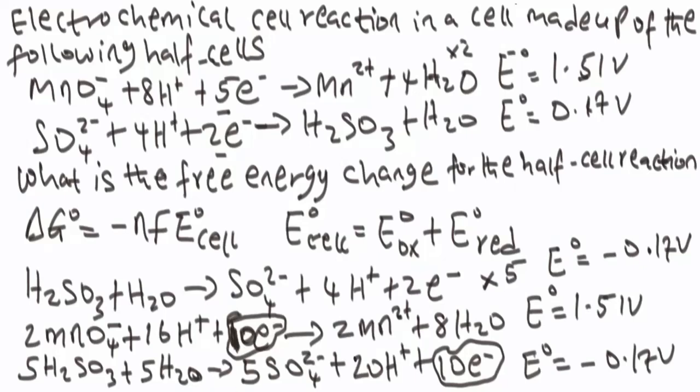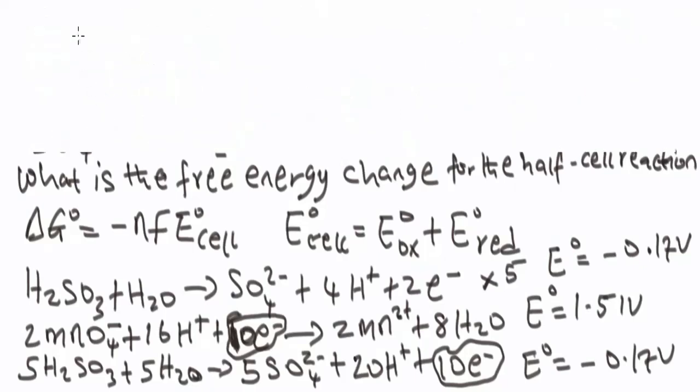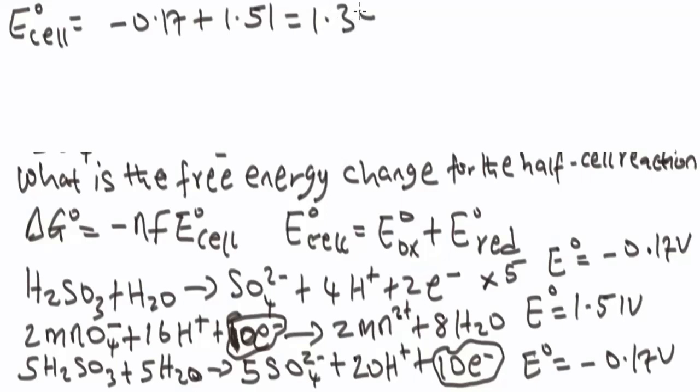let me wipe it up so that we have space to complete this solution. Okay, now we can find the cell potential. It will be the oxidation half potential, which is minus 0.17, plus the reduction half potential, which is 1.51. So let me punch it in my calculator. Okay, so I have it to be 1.34 volts. So this is the cell potential.